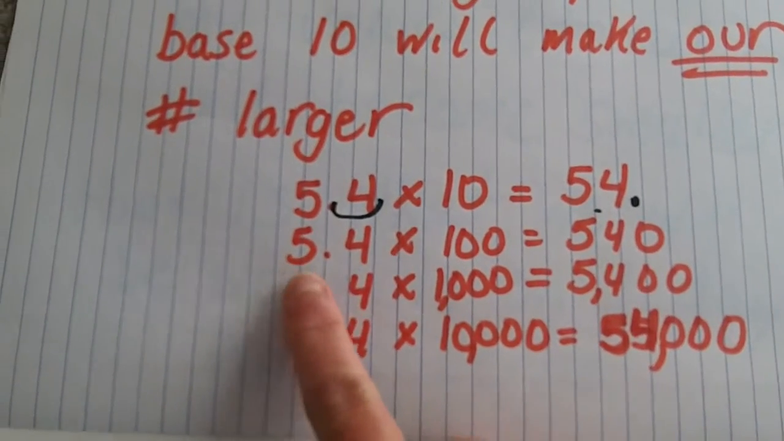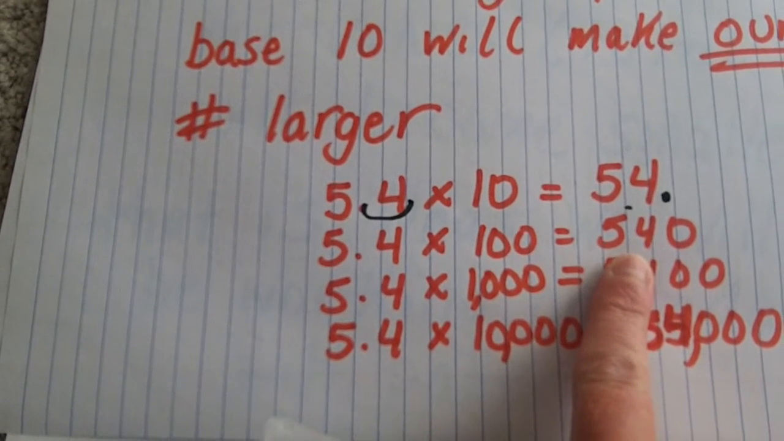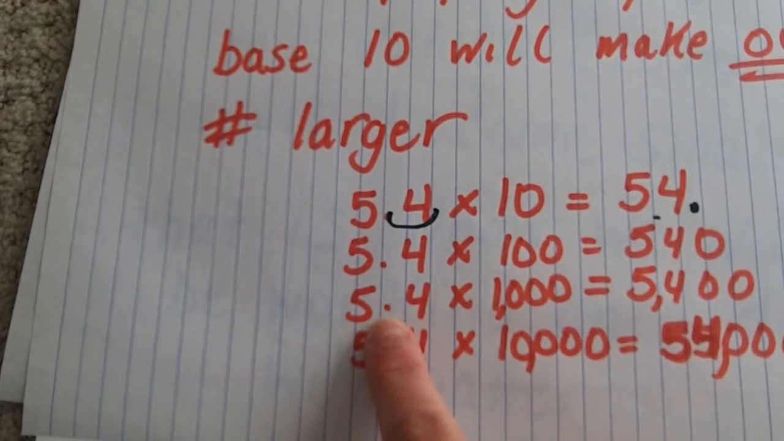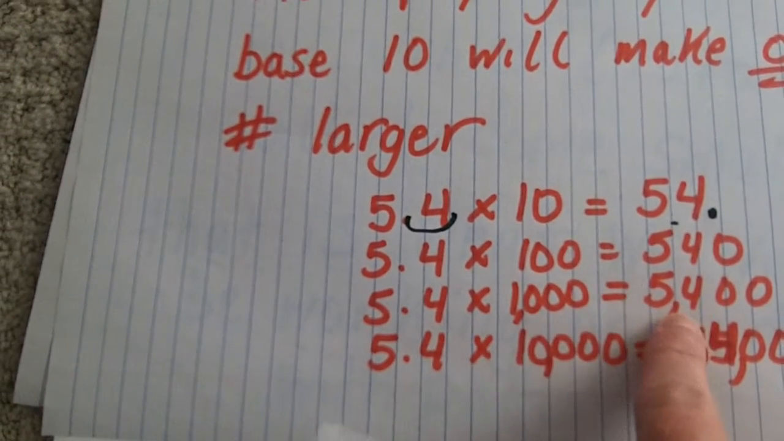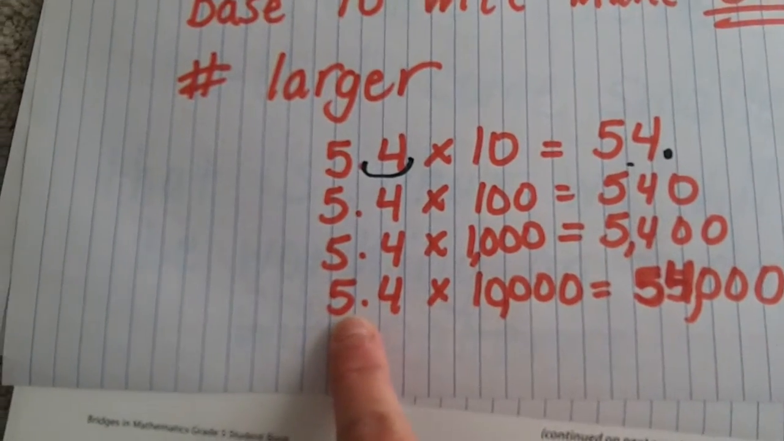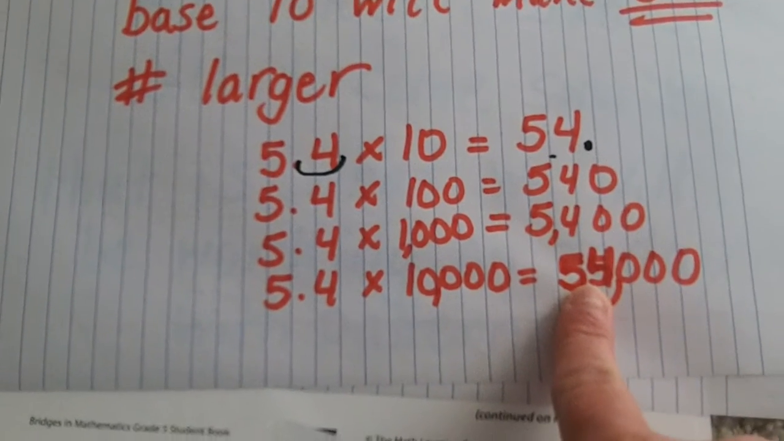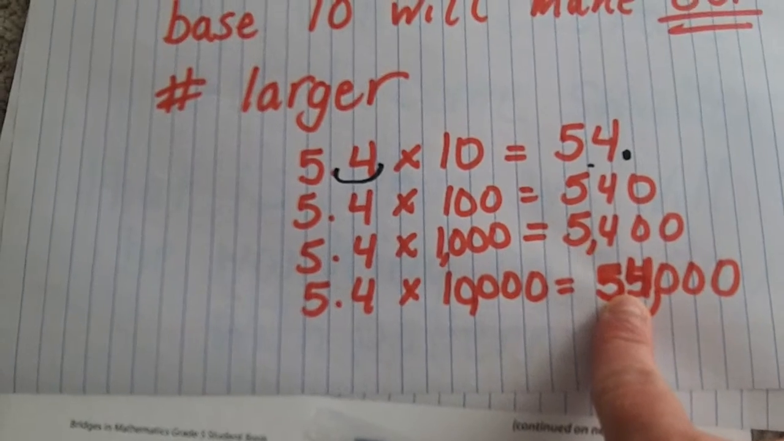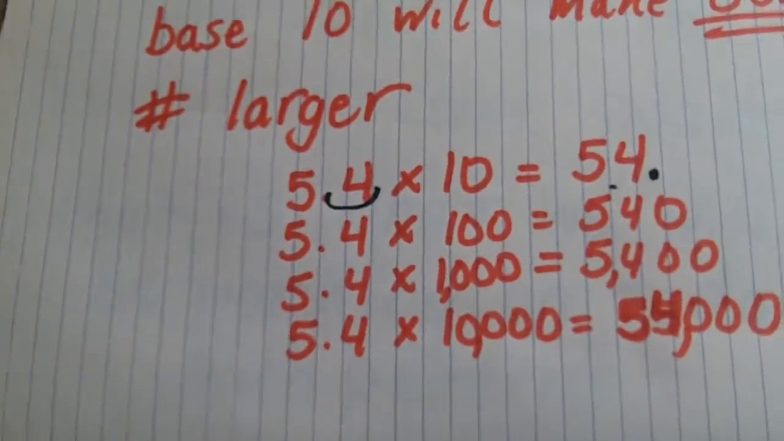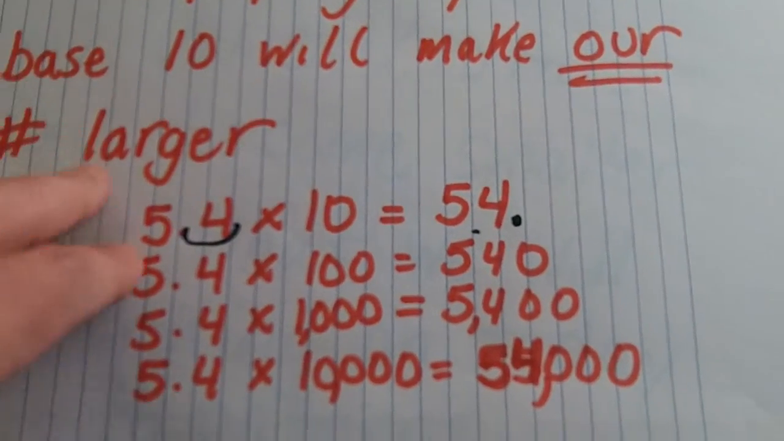If we take 5.4 times 100, we will notice that our answer is 540. 5.4 times 1,000 will give us 5,400. 5.4 times 10,000 will give us 54,000. So you will notice that our answers increase each time by a base of 10 because we are multiplying by a base of 10.